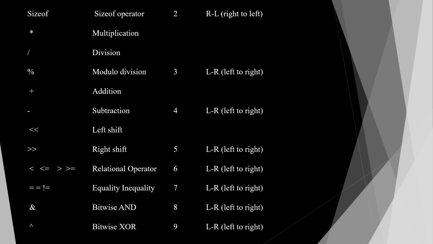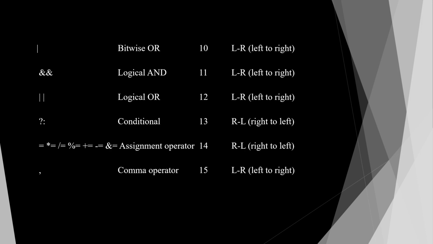Relational operator precedence is 6, equality or inequality operators precedence is 7, bitwise AND is 8, bitwise exclusive OR is 9. So these are all the list of operators, operator precedences and associativity. Then bitwise OR is 10, logical AND is 11, logical OR is 12, conditional operator is 13, assignment operator is 14, the comma operator is 15.